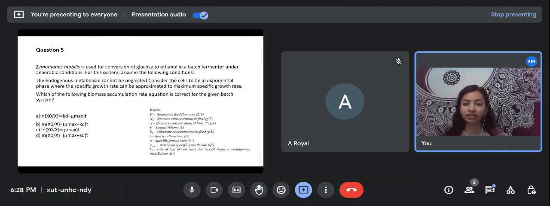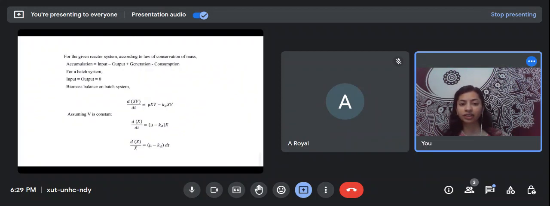Okay, consider the cells to be in exponential phase where the specific growth rate can be approximated to the maximum specific growth rate. Okay, so which of the following biomass accumulation rate equation is correct for the given batch system? Okay, so let's start doing this first. So when you see mass balance, what you know is whatever accumulation of biomass you're having will be equal to whatever input you're given minus the output plus whatever is being generated minus the consumption, right? This is something that we had discussed in the last session.